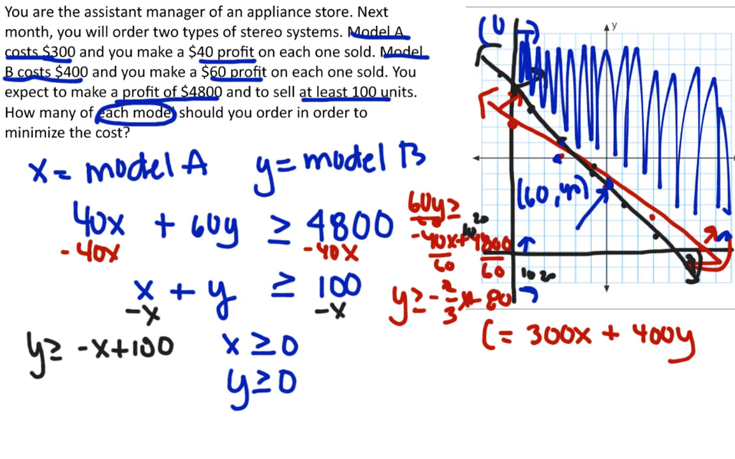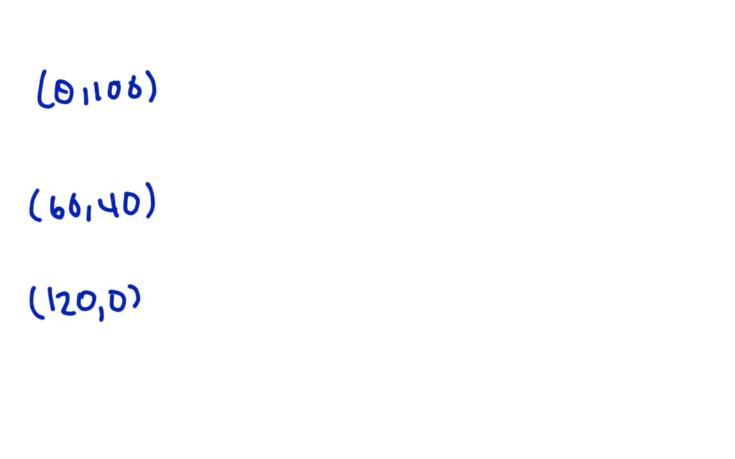This intersection point here is at 0, 100. And out here, let's see, 60, 70, 80, 90, 100, 110, 120. 120, 0. Okay, so we are checking 3 points. We are checking 0, 100. We are checking 60, 40. And we are checking 120, 0 in our cost function, which is 300x plus 400y.